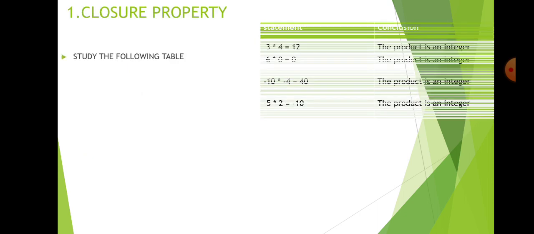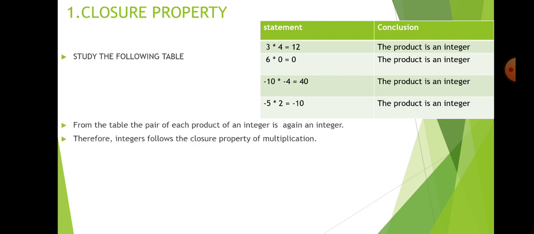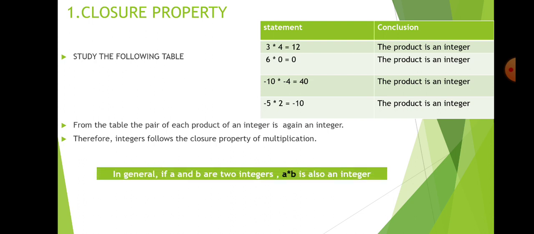Study the following table. 3 fours are 12. Here 3 and 4 are integers. 12 is also an integer. 6 zeros are 0. 6 and 0 are integers. 0 is also an integer. Similarly, the remaining two examples also. So in this table we find that for any two integers, the product is also an integer. Such a property is called closure property under multiplication.